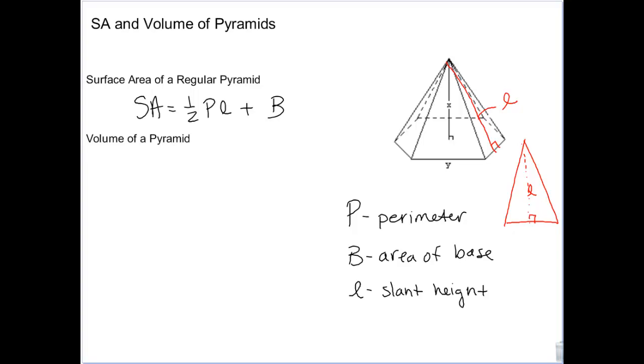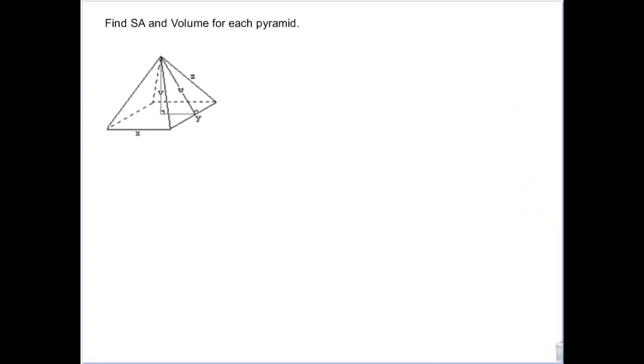And then the volume of our pyramid is 1/3 the area of the base times the height. And recall the lowercase h here is referring to the height of the pyramid. So in this diagram, the height of the pyramid is our x. It goes from the center of the base up to the vertex. So now we're going to try a problem out.